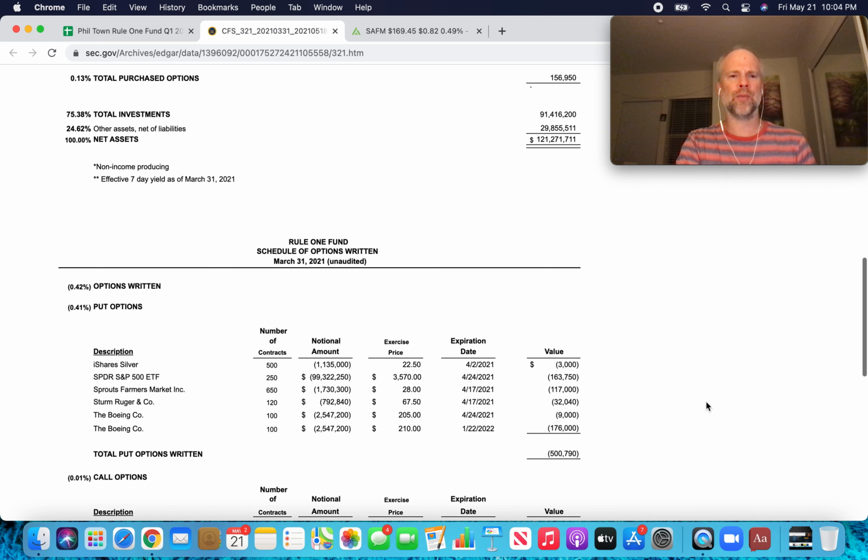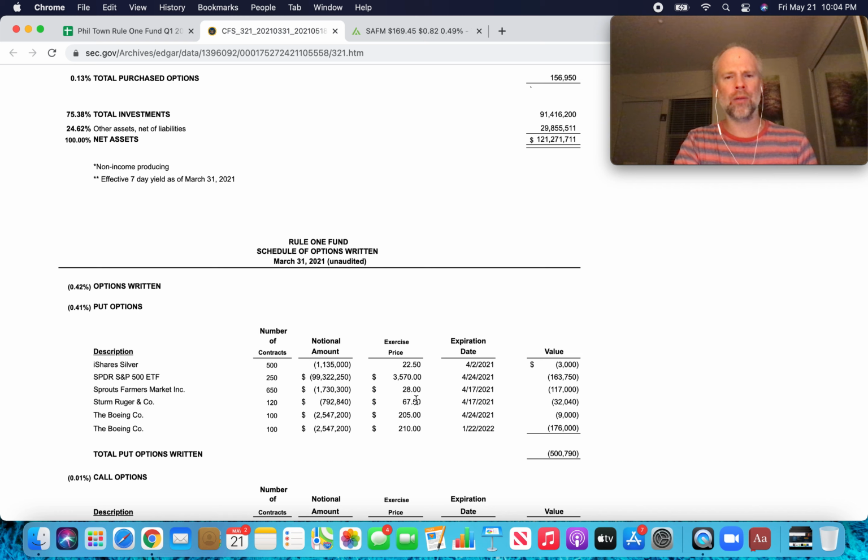Sprouts Farmers Market, exercise price of 28. This is interesting because the current price of Sprouts is $25.98, about $26 per share. So it's very possible that we're going to see Sprouts in Phil Town's stock holdings in the next quarterly filing, because the strike is above the current price. So that'll be interesting to see.